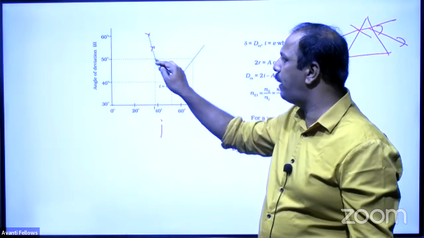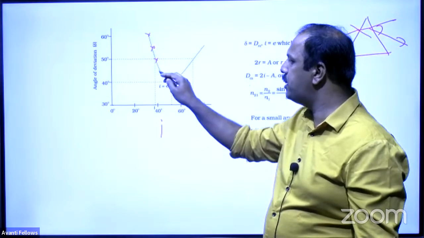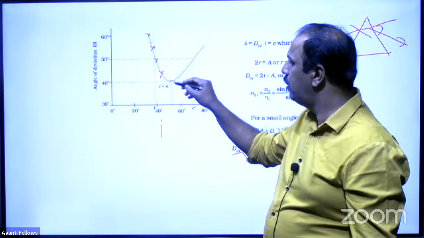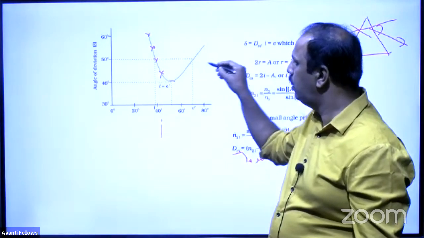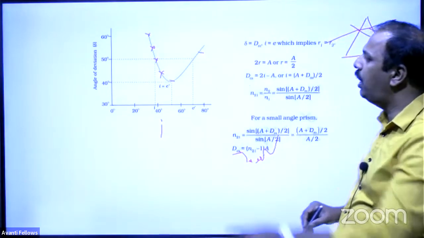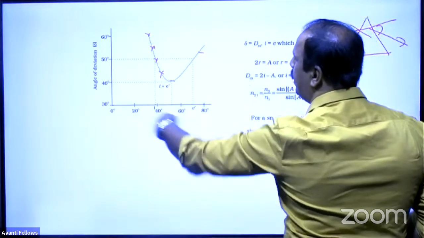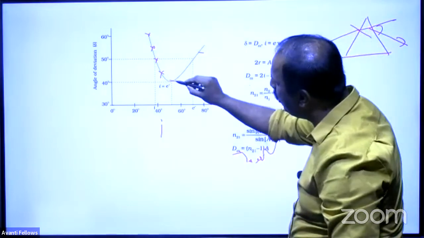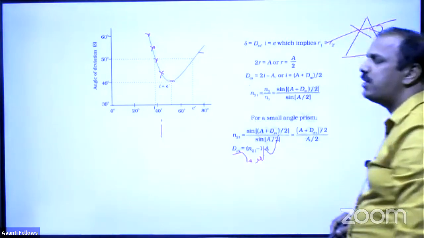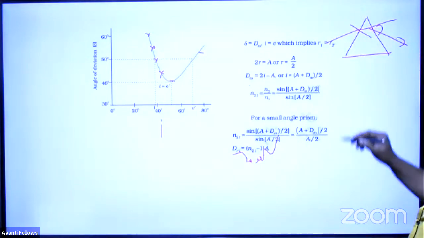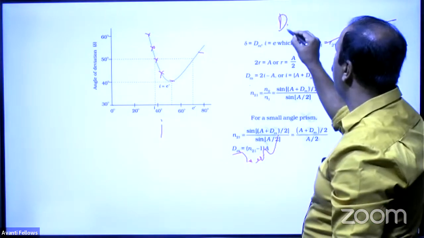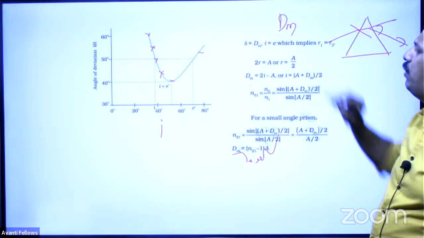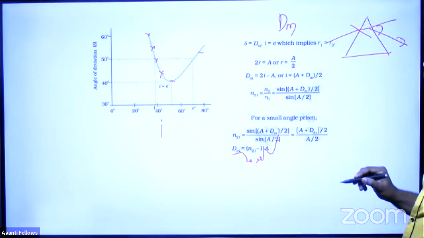This is required for your practical also. So you can see here, the points you will get like this. Okay. So when the angle of incidence increases, the angle of deviation reduces, and then it increases. So there is a particular condition where the angle of deviation is minimum. That is called Dm, the angle of minimum deviation. When this angle is at its minimum, the deviation will be minimum.